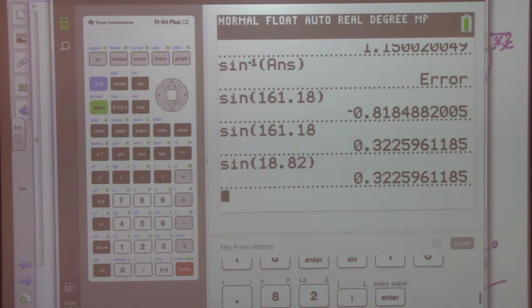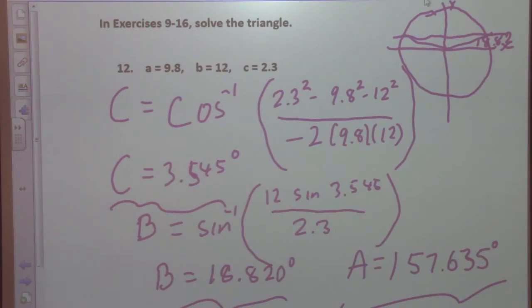And so when you take the inverse sine, you're always going to be given a possibility between negative 90 degrees and positive 90 degrees. And for the purposes of working on triangles, you're going to get between 0 and 90 degrees. And so the calculator only knew to give us an inverse sine of 18.82.